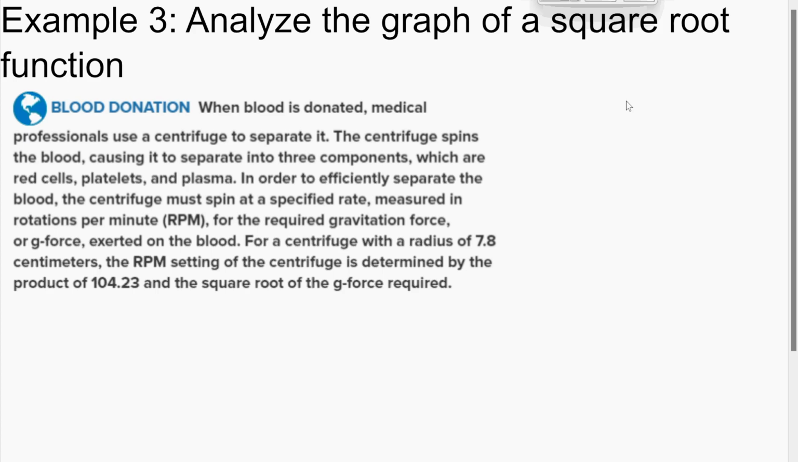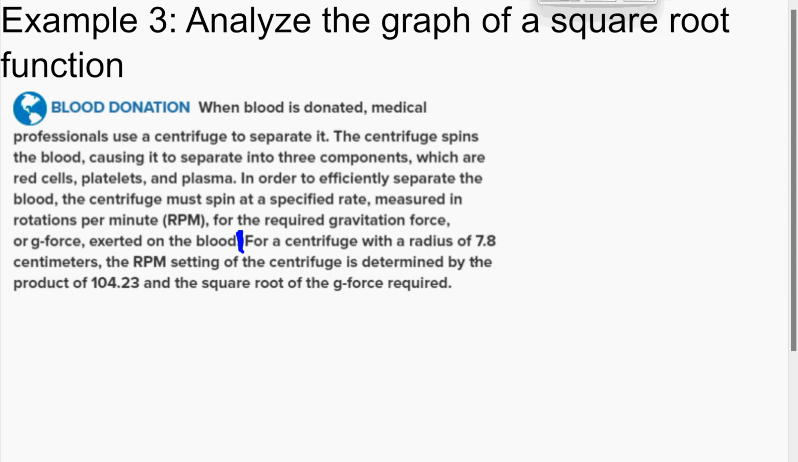Okay, so when blood is donated, medical professionals use a centrifuge to separate it. The centrifuge spins the blood, causing it to separate into 3 components, which are red cells, platelets, and plasma. In order to efficiently separate the blood, the centrifuge must spin at a specified rate, measured in rotations per minute, for the regulated gravitational force, or g-force, exerted on the blood, for a centrifuge with radius, so basically all that can stop. That's just setting up the stage for our equation.